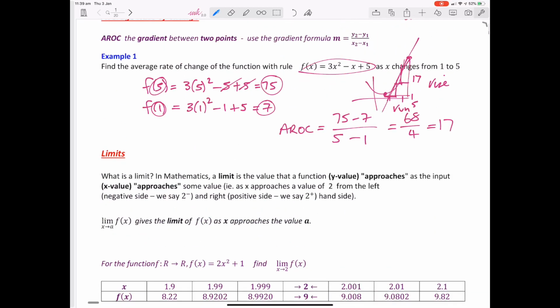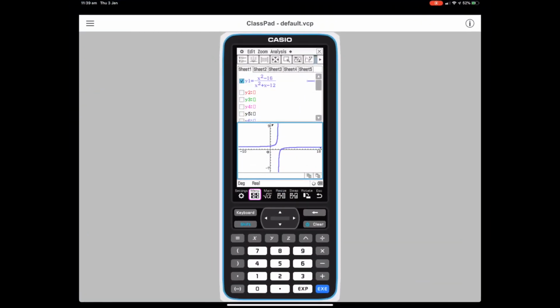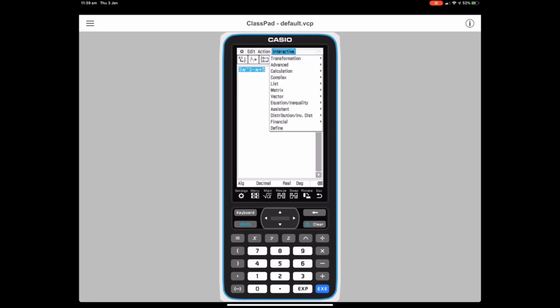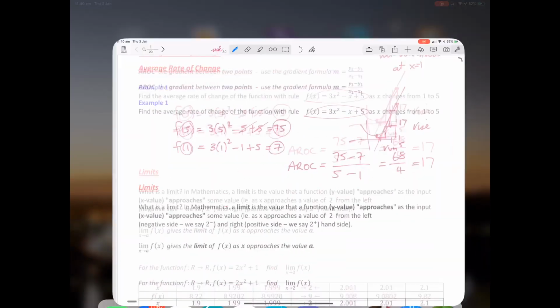I should show you on your CAS how you can do that. So 3x squared minus x plus 5. I would just quickly define it, and then, divisor line, f of 5 minus f of 1, over 5 minus 1. Oops, I forgot the 1. And you get 17. It's exactly the same on the other CAS as well.